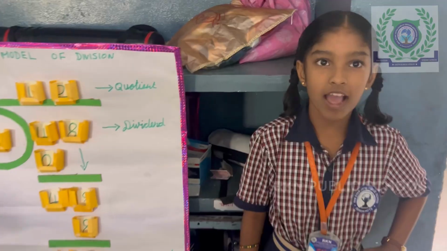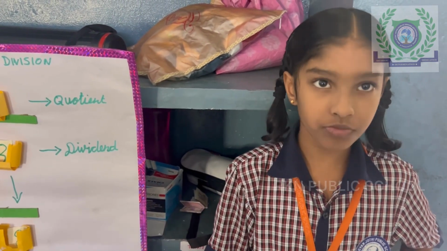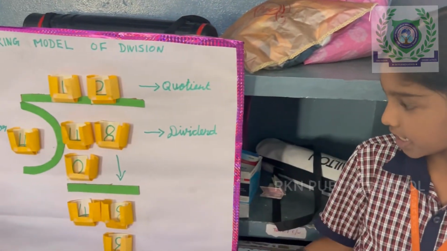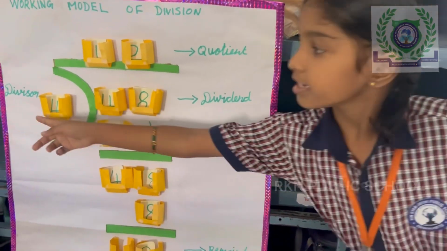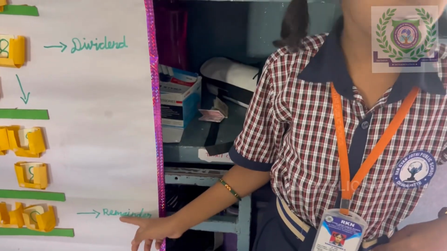Thank you, sir. Hi, sir. My name is Sangamitra. I am studying 4th standard. There are 4 parts of the division: quotient, remainder, dividend, divisor. The upper one is quotient, the down one is remainder.